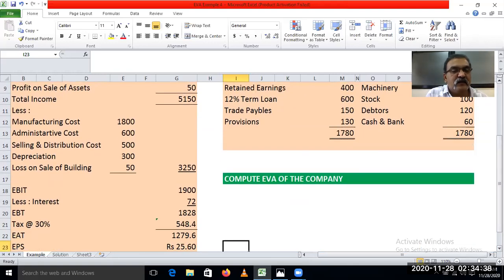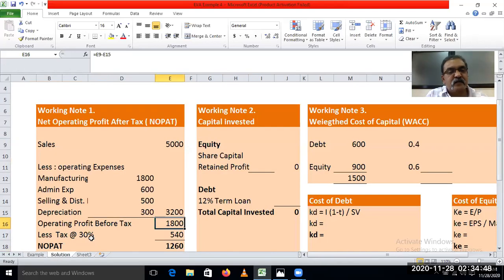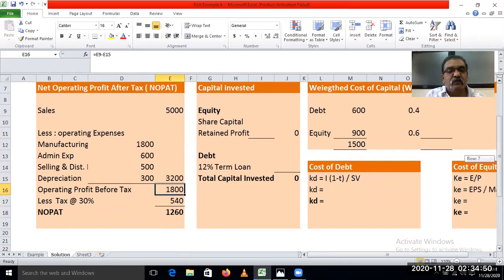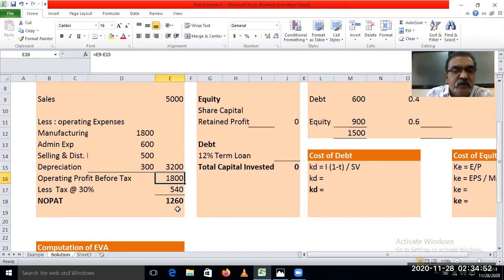This is our income statement, and here it is mentioned: less tax at the rate of 30%. So 30% is the tax rate. Less tax at the rate of 30%, the amount is 540. So net operating profit after tax is 1,260. This is our first component, net operating profit after tax.